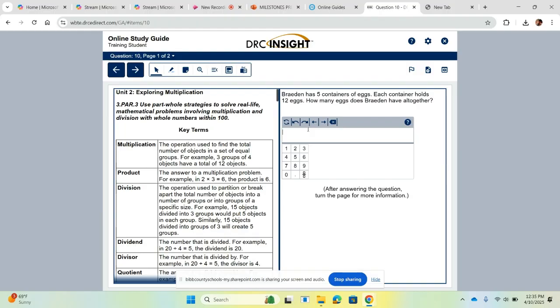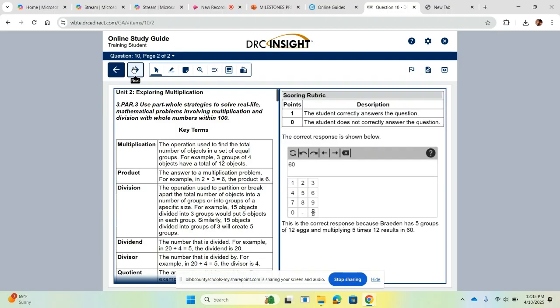So this is holding a couple of different things. How do they do it? Can they do this in their head? Well, we know that 5 times 2 is what? 10. And if we carry the 1 over from the 10, we should have what? That is correct. We should have 60. Let's check our answer. 60 would be correct. So the correct answer is shown below. So they'll have to type that answer in using their keypad. 60 eggs. Now, what I like here is the student answers the question correctly.